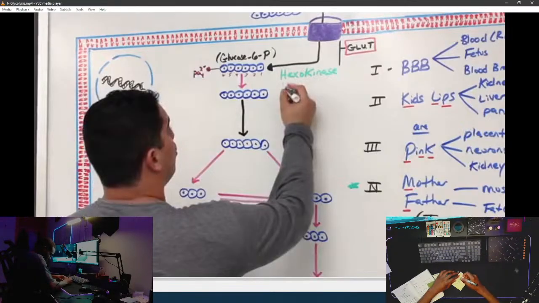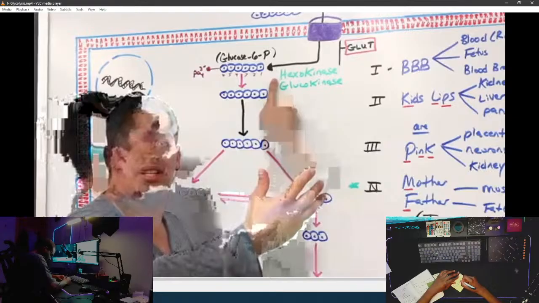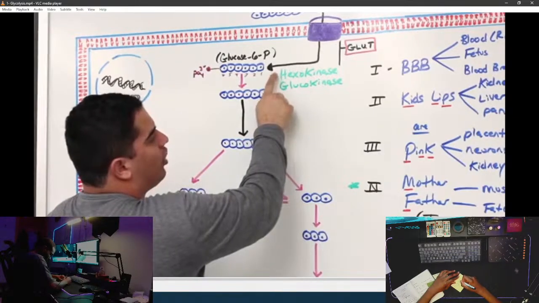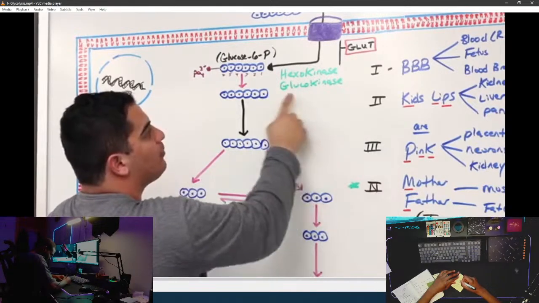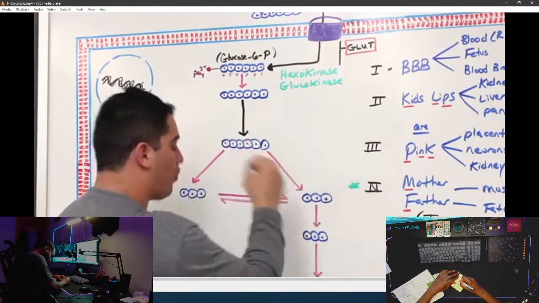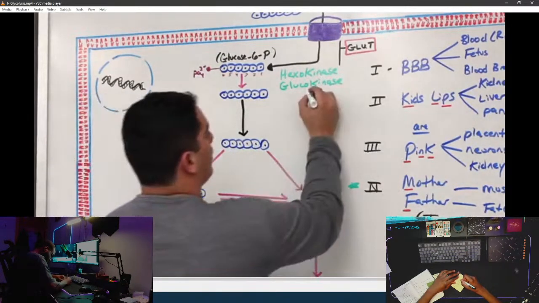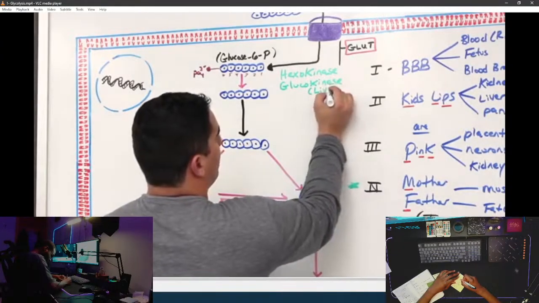Okay, that was the first step. And this is what it's doing. It's involved in this step right here. These 2 enzymes, depending upon the tissue, are involved in the conversion of what? Glucose into glucose 6 phosphate. Now the question is, where did that phosphate come from? I'm glad you guys asked. It's coming from taking ATP and converting it into ADP. So what happened? I had 3 phosphates, right? Because that's adenosine triphosphate.